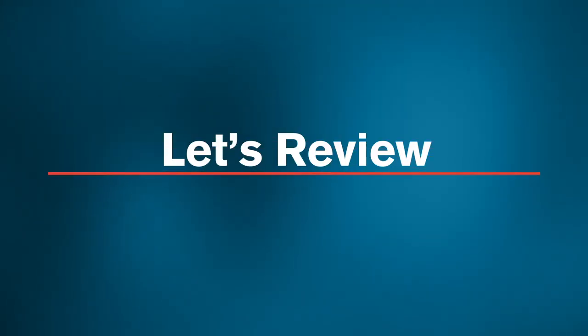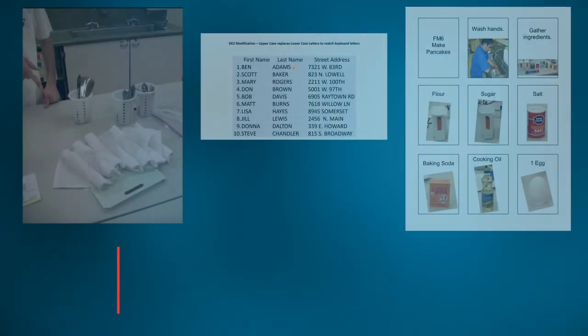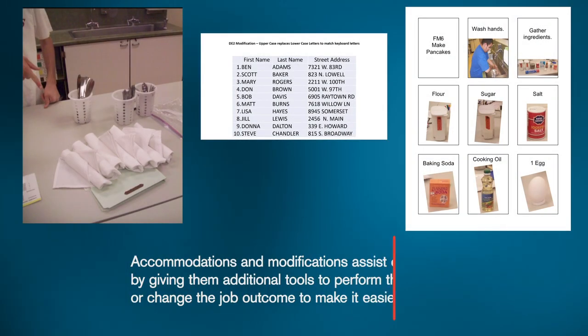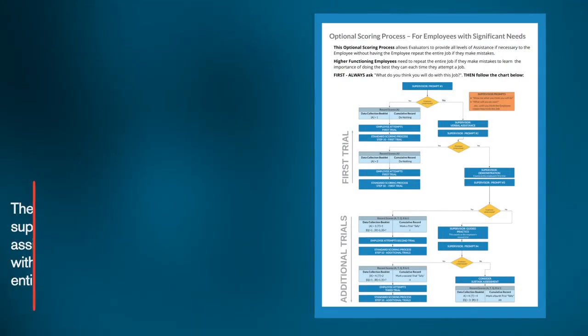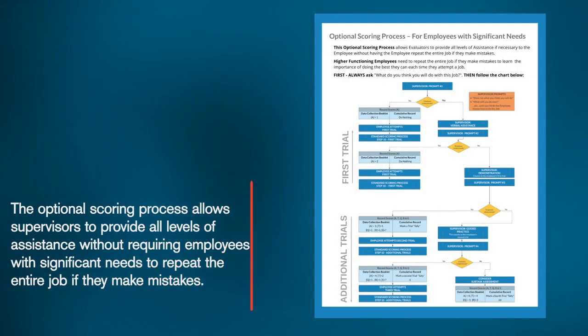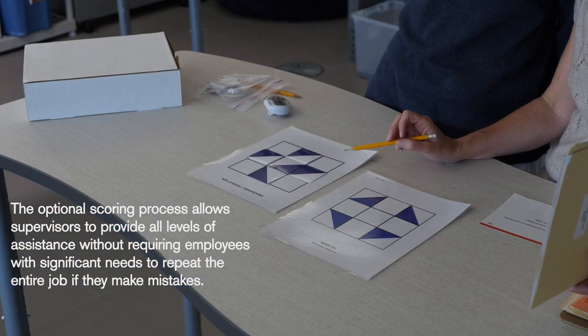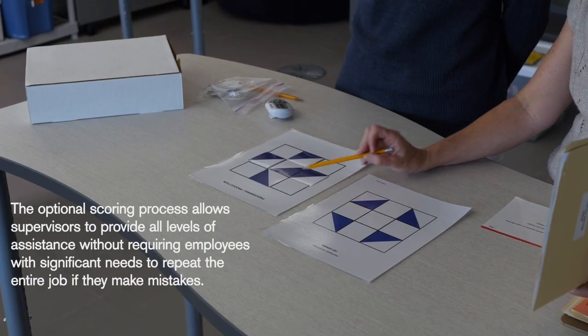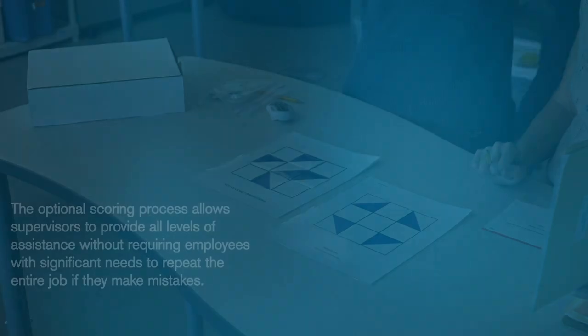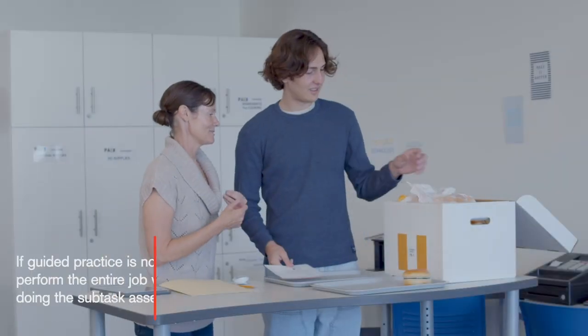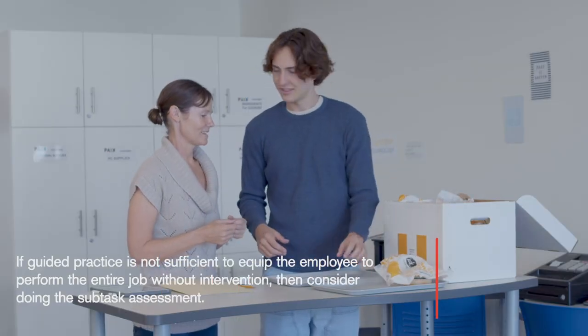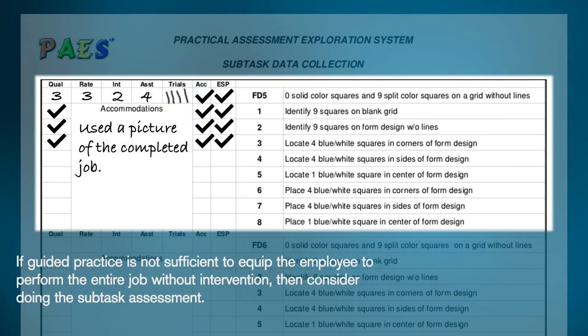Now that we've gone over how to assess employees with significant needs, let's review. Accommodations and modifications assist employees by giving them additional tools to perform the job or change the job's outcome to make it easier to perform. The optional scoring process allows supervisors to provide all levels of assistance without requiring employees with lower function to repeat the entire job if they make mistakes. If guided practice is not sufficient to equip the employee to perform the entire job without intervention, then consider doing the subtask assessment.